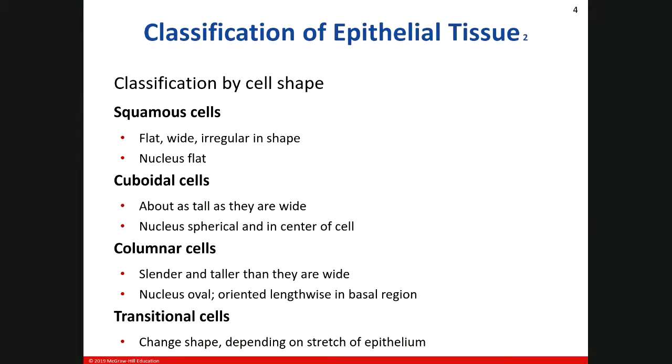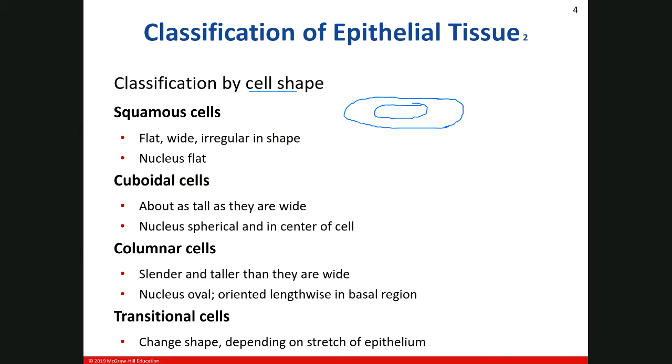The second part of classifying these cells, the first part was by the cell number. This one is by the shape. So the first shape that we're going to talk about is squamous. Squamous cell kind of looks like a fried egg. You'll hear people refer to it as a tiled appearance. So it'll look flat, and the nucleus will look flat. So I'd say it looks like a fried egg.